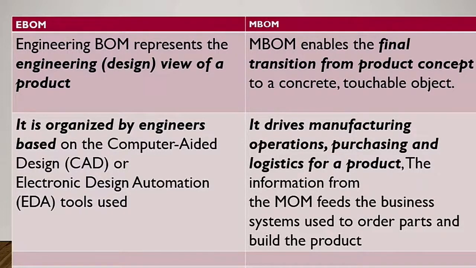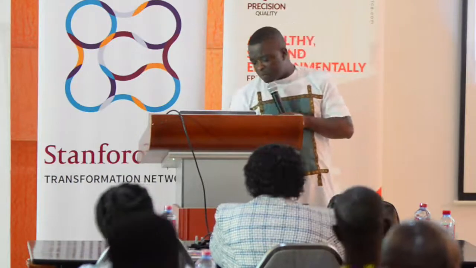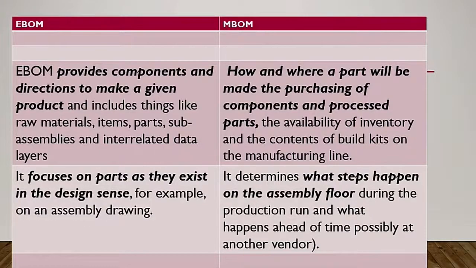So at the engineering stage, we are not going to buy a larger quantity of raw material and packaging. We need just a smaller quantity to test and confirm ourselves. And then when we are certified, we can now buy in bulk quantity for production. EBOM provides components and direction to make a given product. But MBOM is how and where a part will be made, and then the purchasing of the component and processing of the parts.